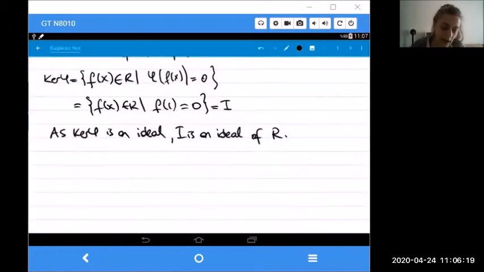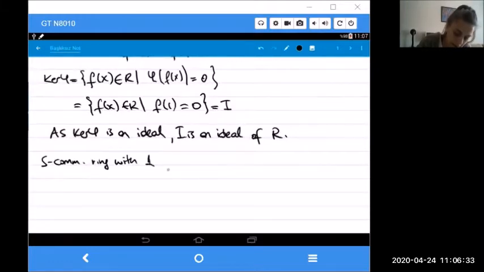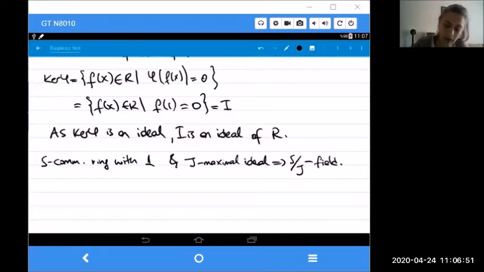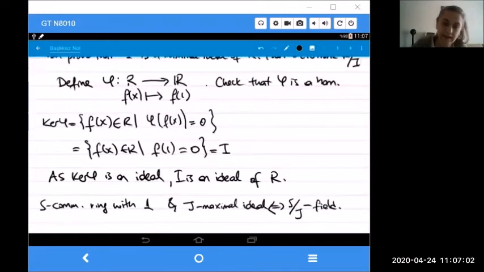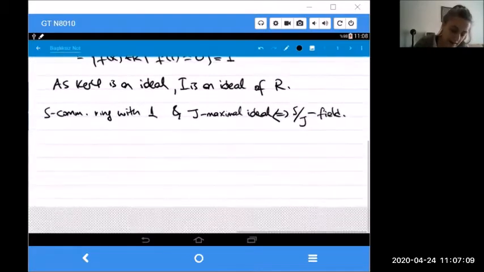Okay. Now, how to show that I is a maximal ideal? As you know, if S is a commutative ring with 1 and J a maximal ideal, then the quotient ring of S with respect to J becomes a field. This is actually an if and only if statement. So if we can show that this homomorphism phi is surjective, then we can use the first isomorphism theorem. So let us first show that phi is onto.